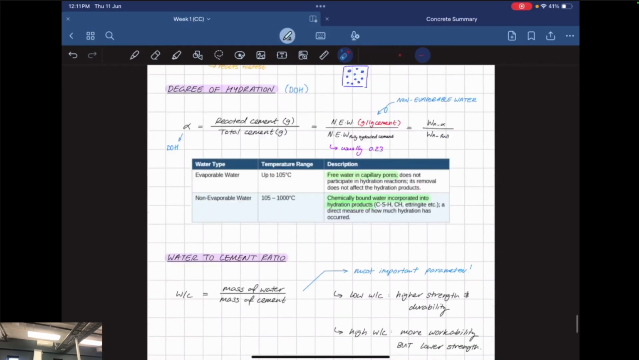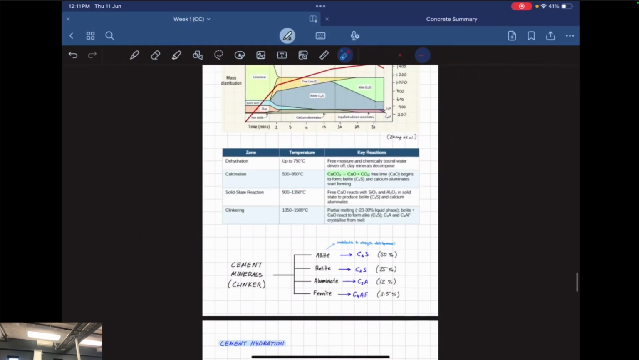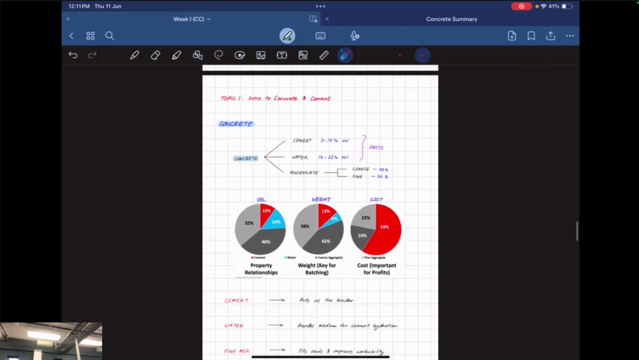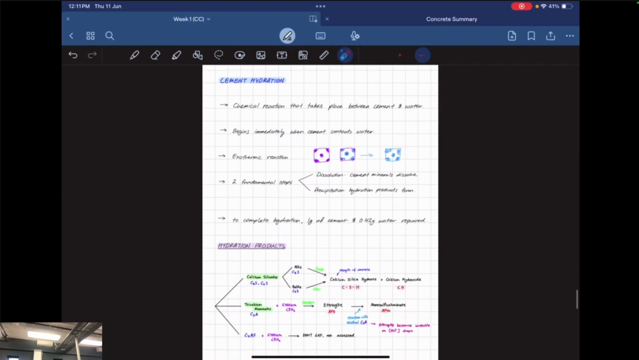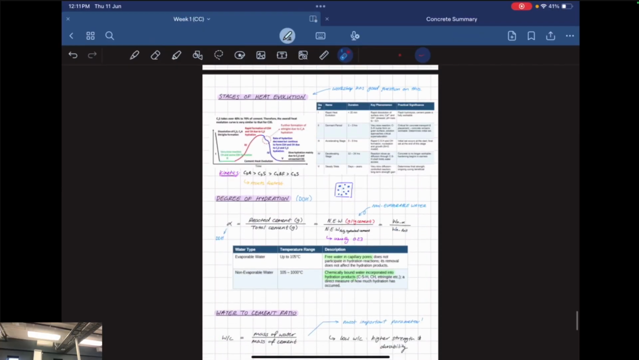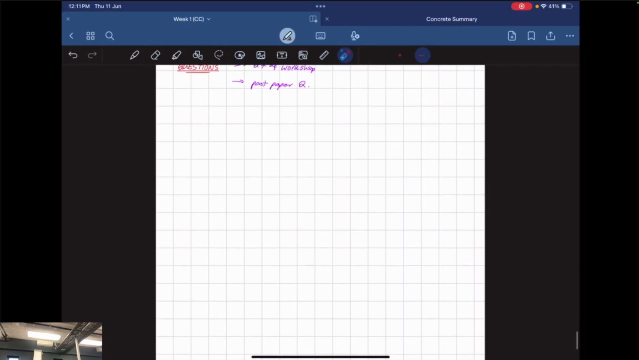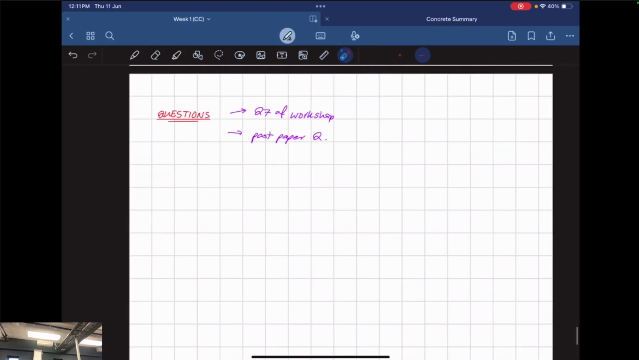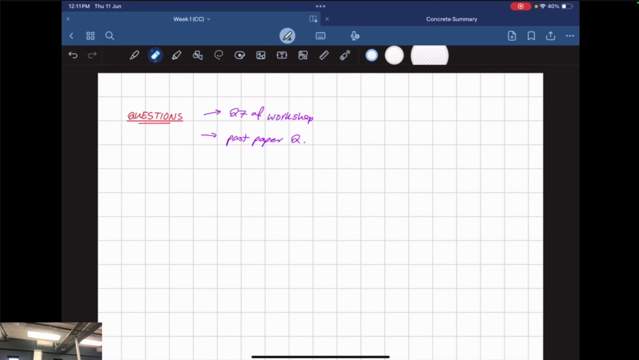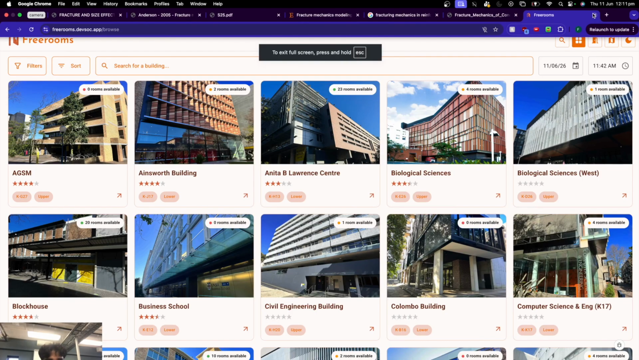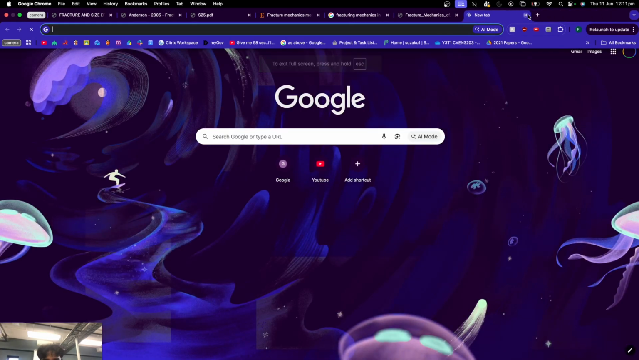In terms of content, that's pretty much all for topic 1. That's how much I did last night. Next week I'll try to do topics 2 and 3, water and aggregates, and the other one. But for the rest of this lesson, I'm going to go through a couple of questions: question 7 of the workshop and a past paper question. Let's take a look at that.